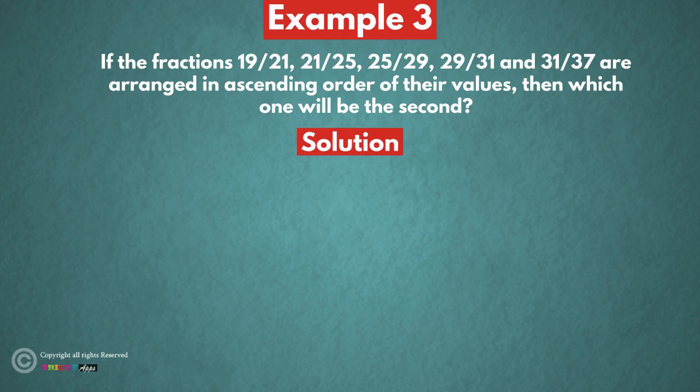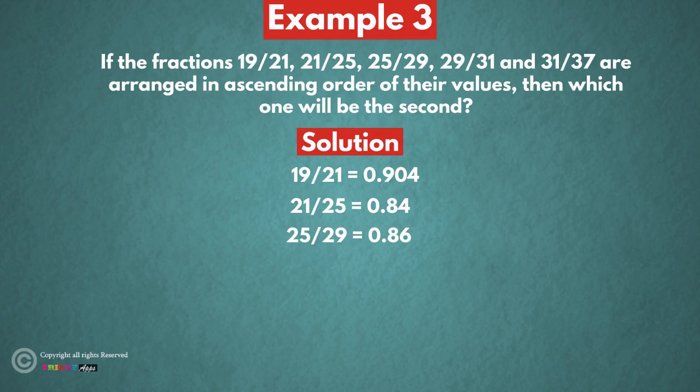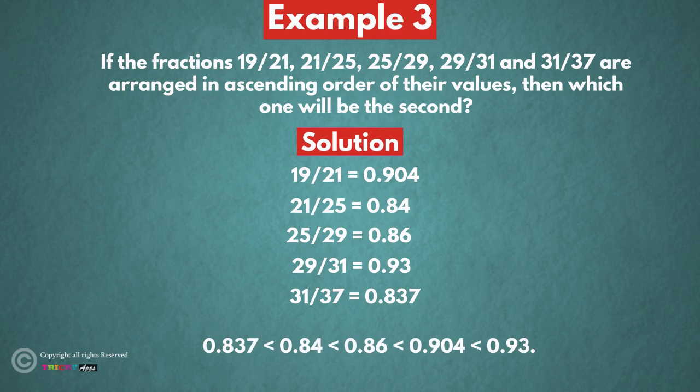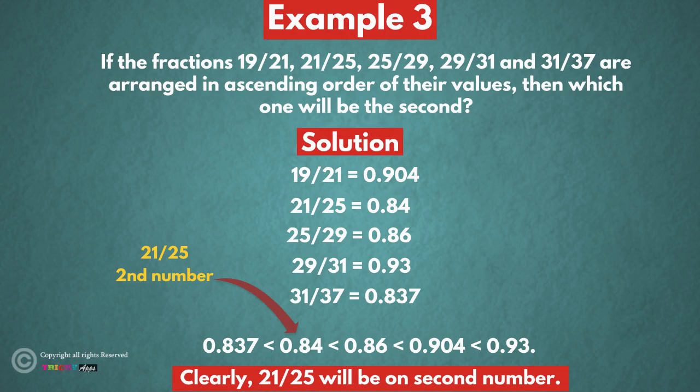First, let us convert these fractions into decimals. So, 19 by 21 will be 0.904, 21 by 25 will be 0.84, 25 by 29 will be 0.86, 29 by 31 will be 0.93 and 31 by 37 will be 0.837. Arranging these in ascending order, we get 0.837 is less than 0.84 is less than 0.86 is less than 0.904 is less than 0.93. So here, clearly, 21 by 25 will be the second number.